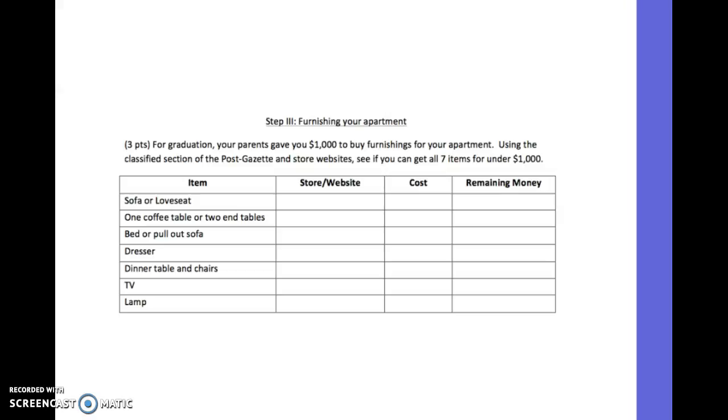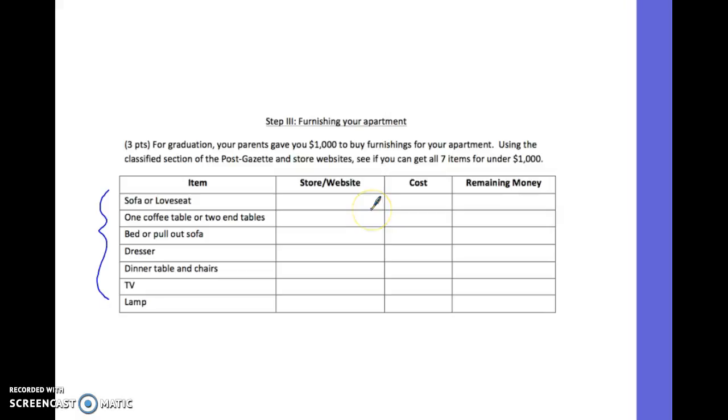Then you're going to furnish your apartment. So for graduation, your parents give you $1,000. I want you to use the classified section or other store website and see if you can get all 7 items for under $1,000. So you need to find all of these online. I want you to tell me where you found them, the cost, and keep a running tally.